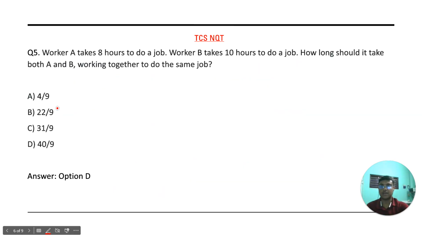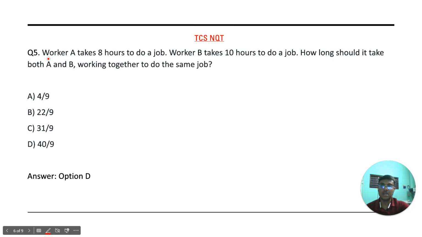Let's move on to question 5. It is a time and work problem. Try to pause the video and solve the question first. Then we'll be moving to the solution. Hope you all have tried to solve the question by yourselves.